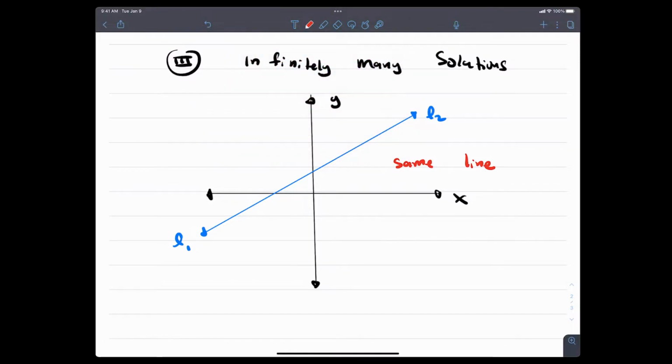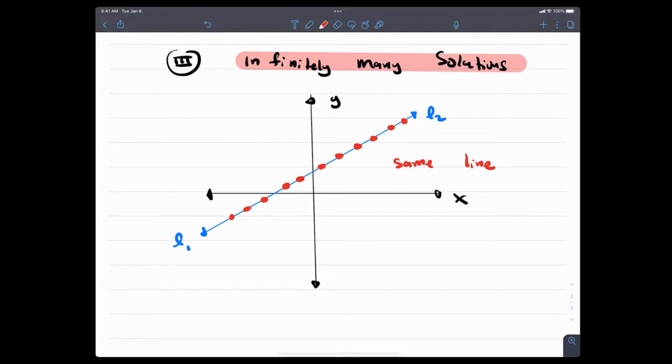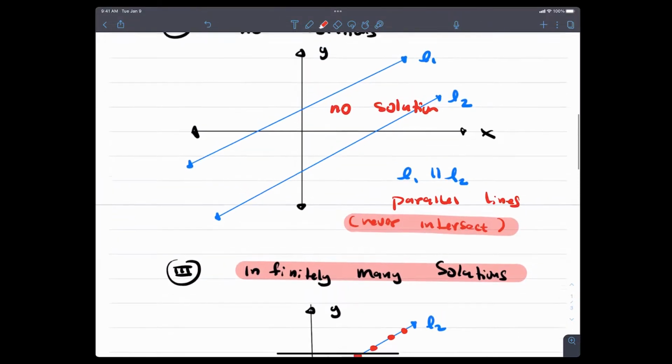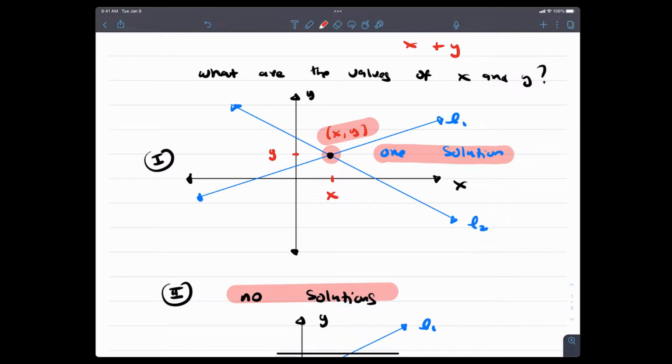So why is there infinitely many solutions? Because remember, what's a solution? A solution is where the lines intersect, where they cross. So if they're the same line, they intersect where? Everywhere. Because that's the same line. L1 and L2 are on top of each other. So if they're on top of each other, and there's infinitely many points that define a line, this is when we said you had infinitely many solutions. Here, you got no solutions because there's no points of intersection. And then here, there's one solution because there's only one point of intersection.